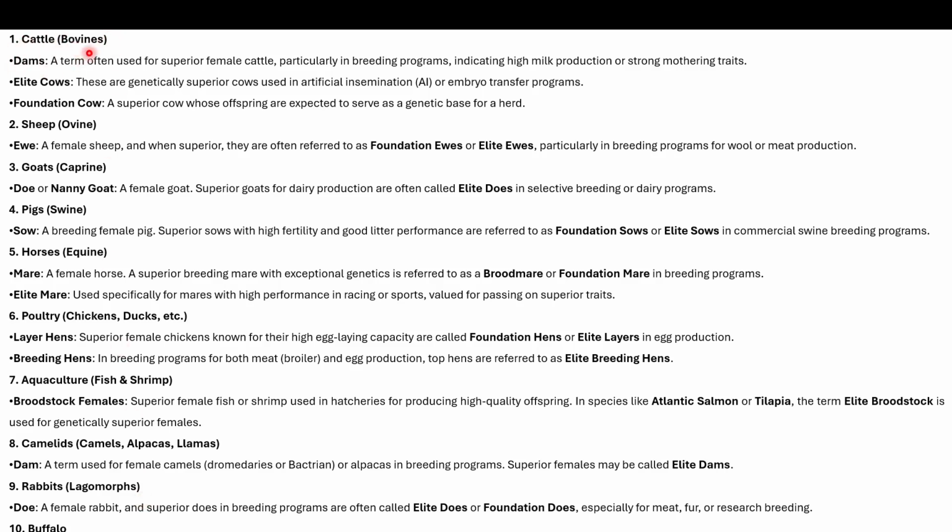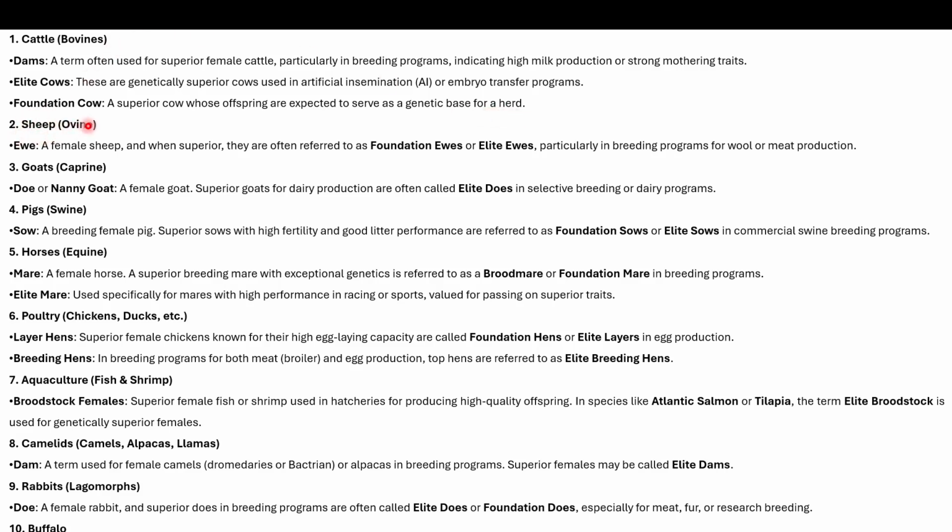In case of cattle or bovines, the term dams is often used for superior female cattle, particularly in breeding programs, indicating that they are often able to produce high milk and can show strong mothering traits. Then there are elite cows, genetically superior cows used in artificial insemination or embryo transfer programs. Then there's foundation cow, a superior cow whose offspring are expected to serve as a genetic base for a herd.